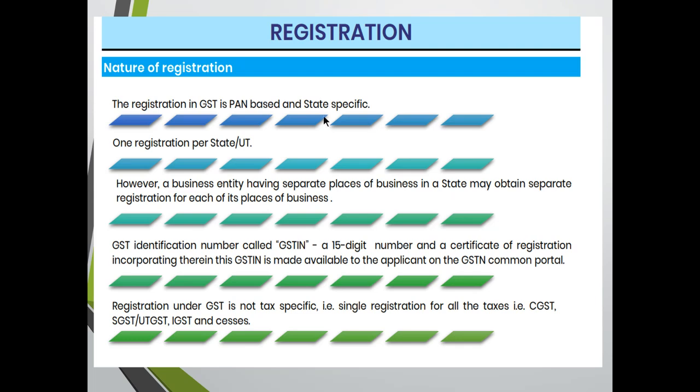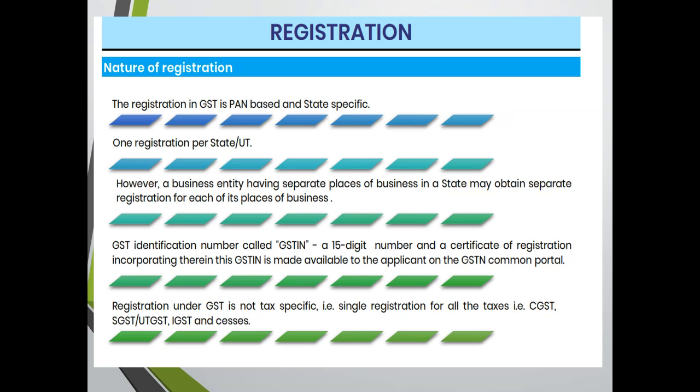One registration per state or union territory, as I have already mentioned. Minimum one registration is required. For more than one branch, either you can take additional GST registrations or you can add a business place by amending the existing registration, which is a non-core amendment. However, a business entity having separate places of business in the state may obtain a separate registration for each place of business, as already mentioned.